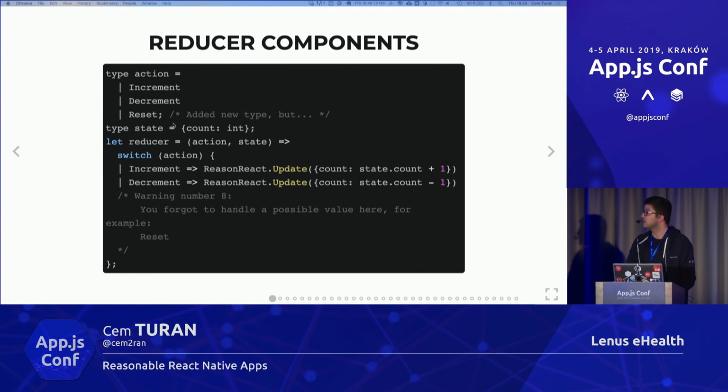And one cool thing is that ReasonML also has pattern matching, and it has the feature of being exhaustive. So the type system will tell you if you forgot to handle a case, which we did here. We forgot to handle the reset case.